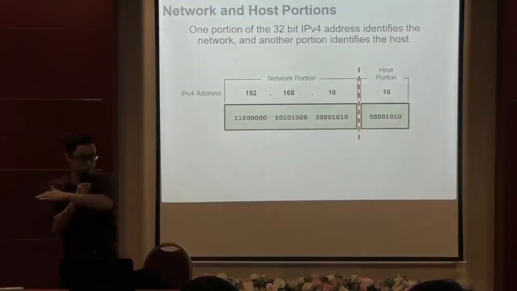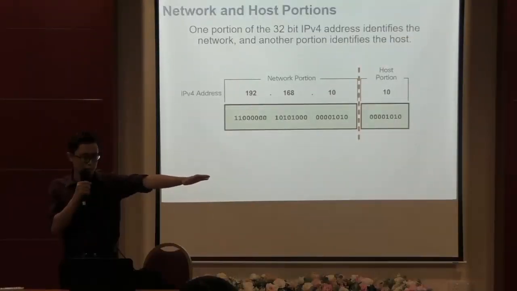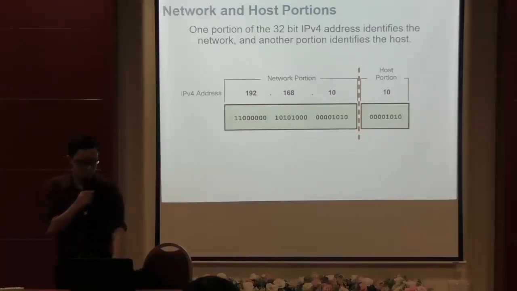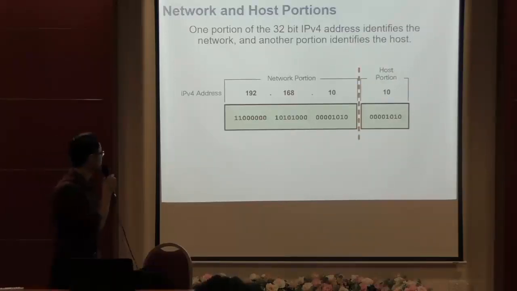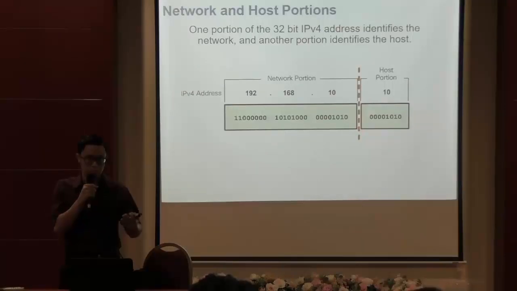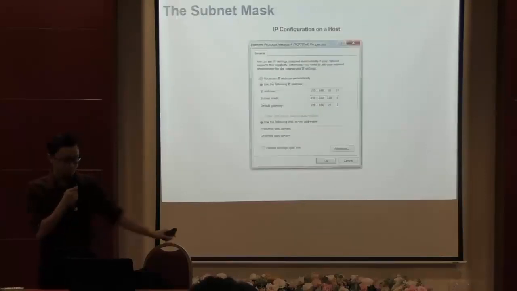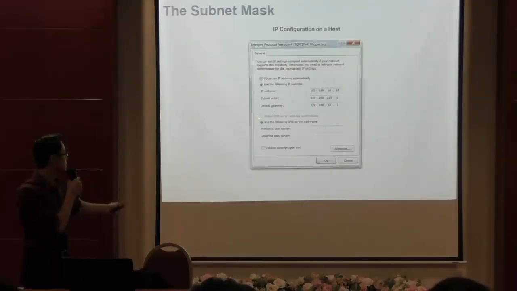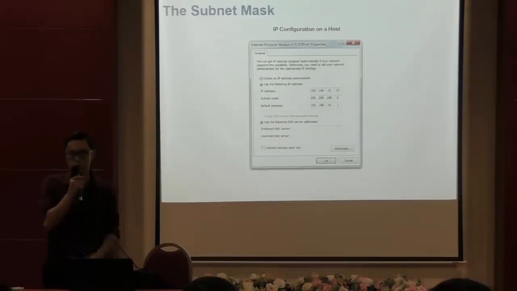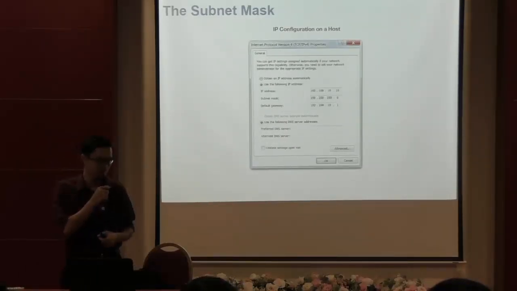The total is 32 bits, but we can divide it into the network portion and the host portion. Basically, when you identify the network portion, you will get the host portion. When you identify the host portion, you will get the network portion. Right? Then after you get the IP address, when you want to configure it, you must put the subnet mask. The subnet mask will represent the network portion in the IP address.